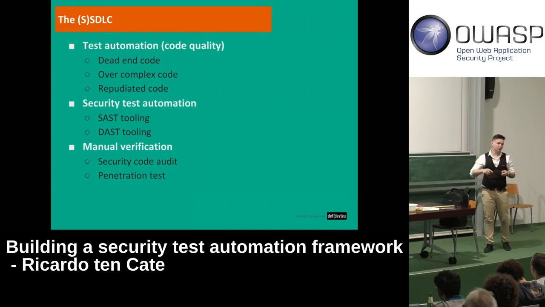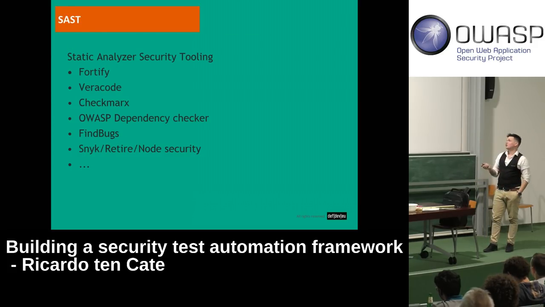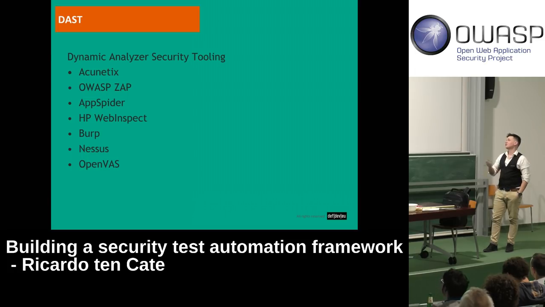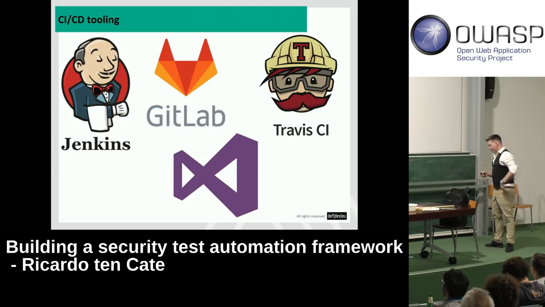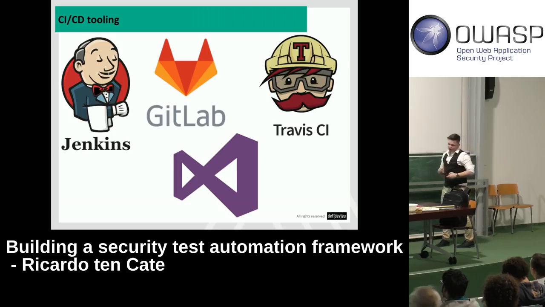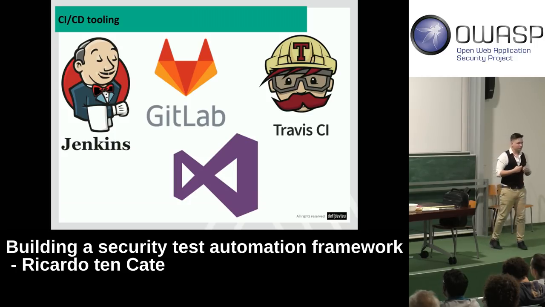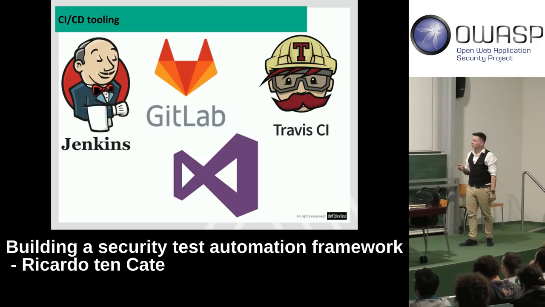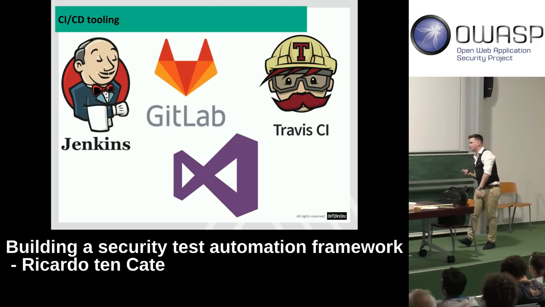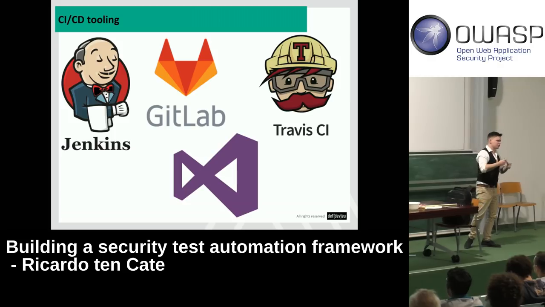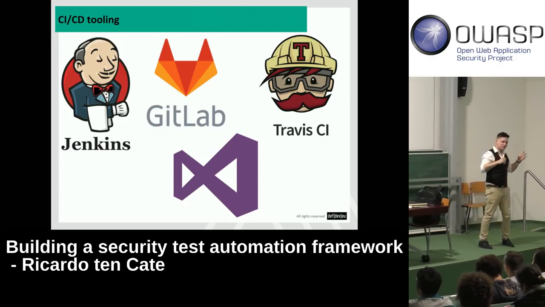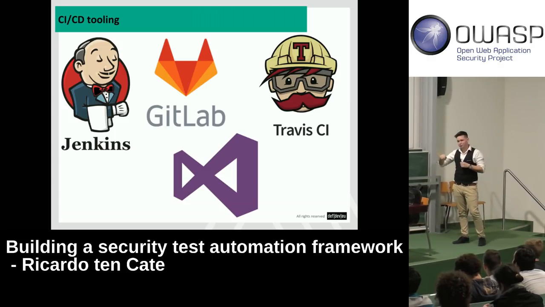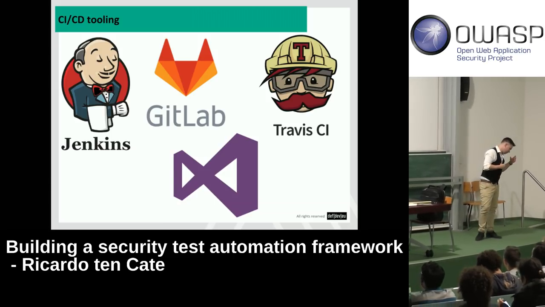And then you also have OpenVAS, Nessus, and all that good stuff, right? So we have a list for SAST, we have a list for DAST. I kind of went into this. So what we want to achieve with our security automation framework is some sort of glorified task scheduler. And since most organizations are already using stuff like Jenkins, GitLab, Travis, VSTS for their continuous integration and continuous deployment, we can easily hook in here and run our security tooling from here.